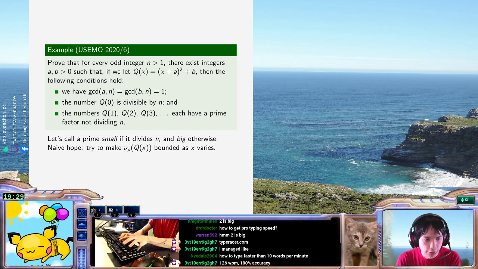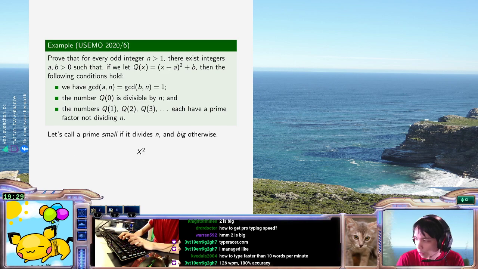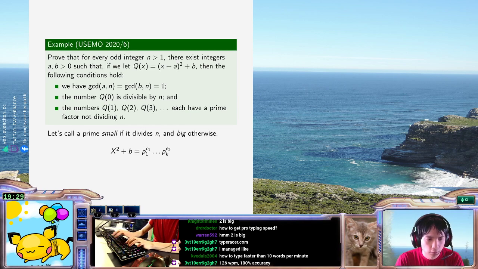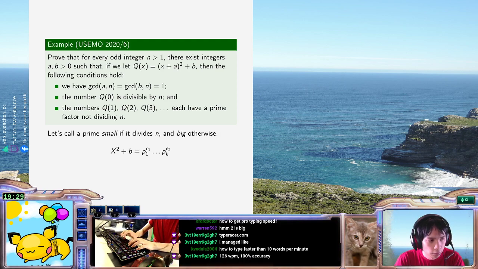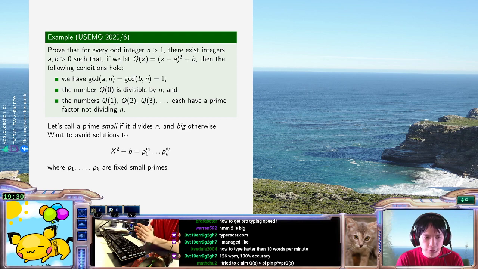Let capital X be x plus a, and we have X squared plus b. You want to avoid solutions to the equation p1^e1 ... pk^ek, where p1 through pk are given small primes. That's our goal. Basically I want to pick b such that this equation does not have infinitely many solutions. And I cannot do this simply by guaranteeing the e_i are small. The dumbest thing you can do is try to prevent e_i from being big, but the first two conditions will not let you do this. So instead I need a different approach.